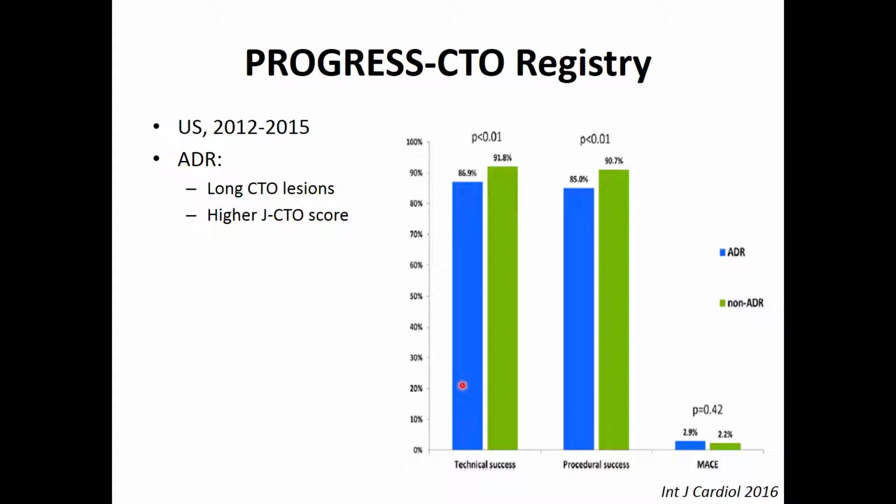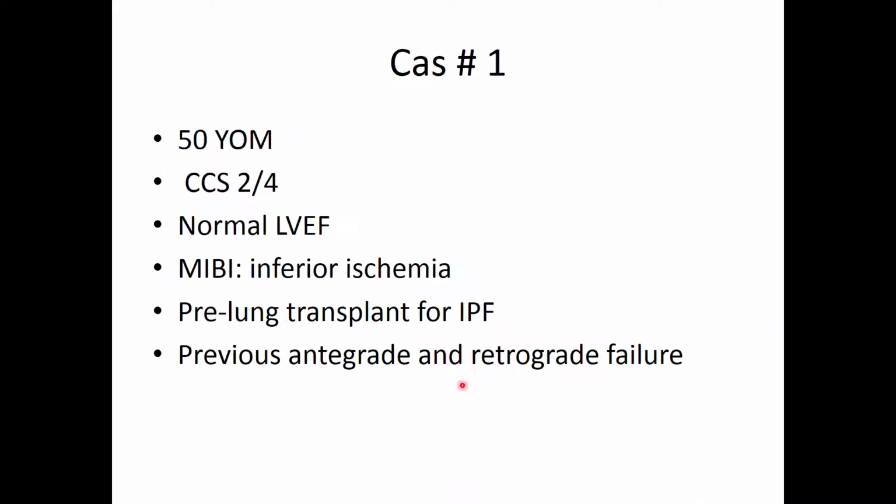So this is one of the first cases that we performed using the Crossbuss and Stingray. It was in a young patient, a patient waiting for a lung transplantation due to idiopathic pulmonary fibrosis. He had angina and a significant ischemia in the inferior territory. And the transplant team said, if you do not fix this ischemia in this patient, we cannot list him for a lung transplantation.